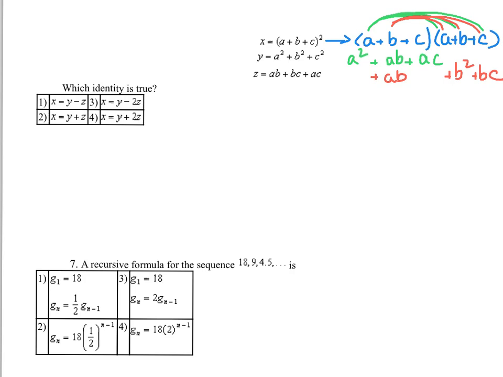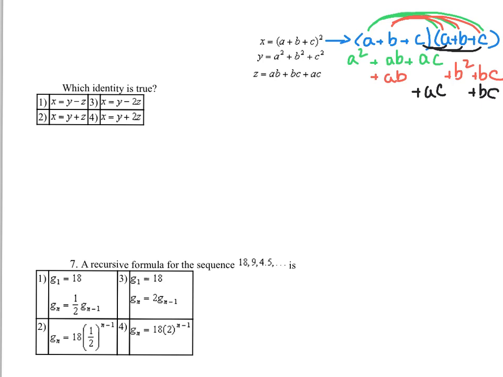All right, let's change the color one more time. Let's go with black. So lastly, I'll take the c and multiply it by everything in the second set of parentheses. So that gives me ac. I'm going to line that up with that ac up at the top there. Then it gives me bc. Well, I've got one of those. And then it gives me c squared.